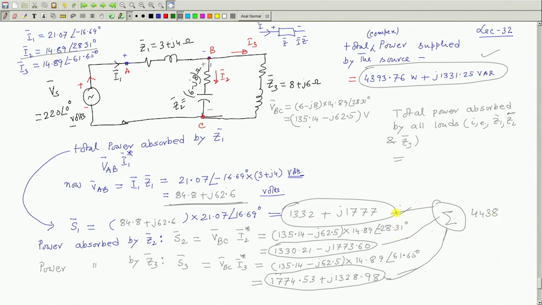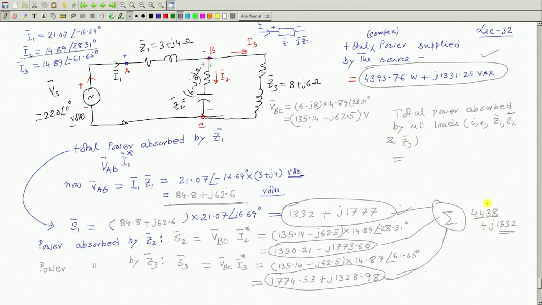Reactive part, it is 1328. No, this will cancel out, no? Almost. So, how much? Minus 1777 plus j 1332. This is the total power. So, real power is coming close, but there may be some little mistake I have made.